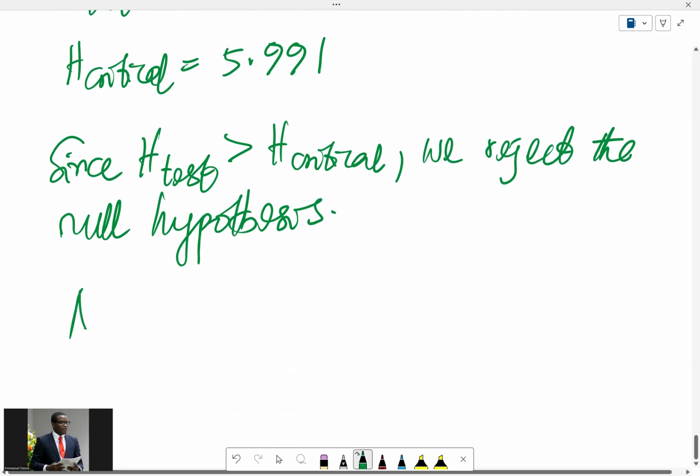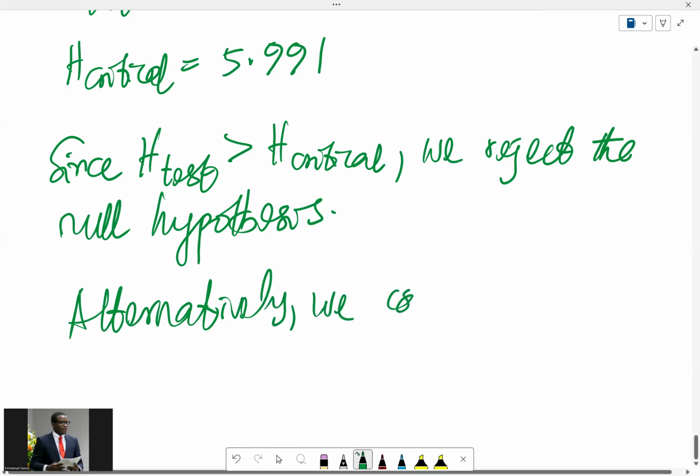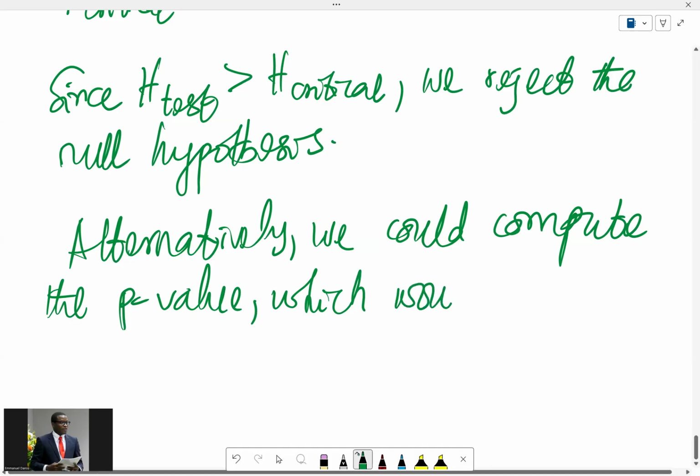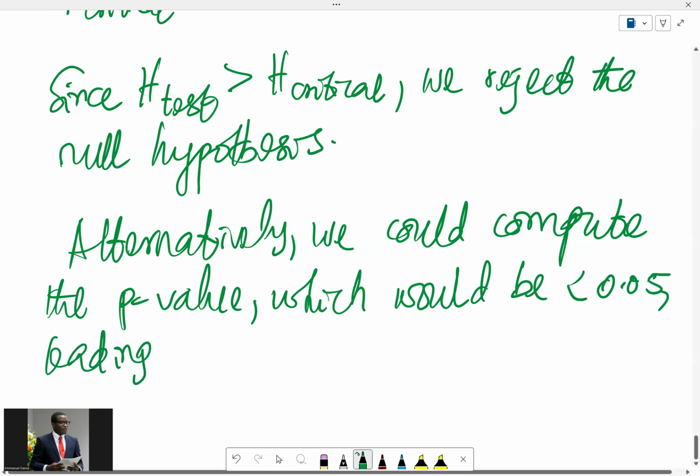Alternatively, we could compute the p-value, which would be less than 0.05, leading to the same conclusion.